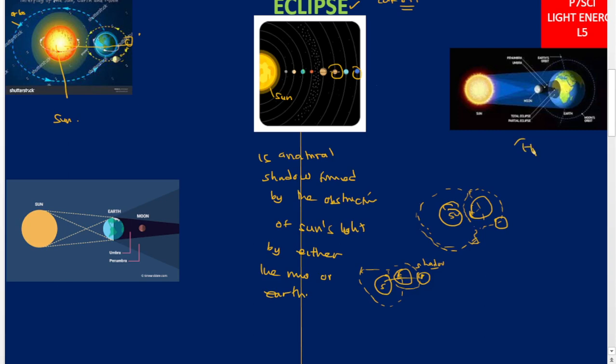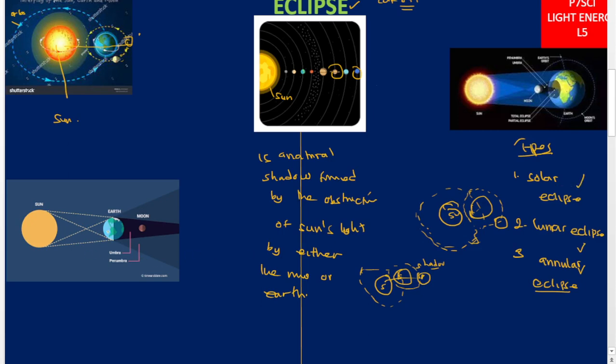Then there are two or three. One, there is what we call the solar eclipse, and we are going to understand this one. Two, there is what we call the lunar eclipse. Yes, we have the lunar eclipse, and three, there is the annular eclipse. So these are the three types of eclipses: annular, lunar, and solar.